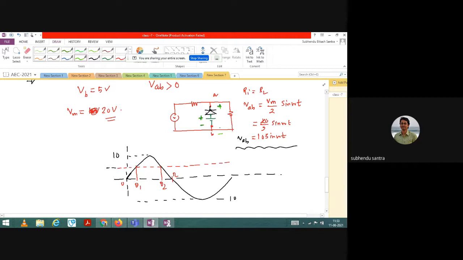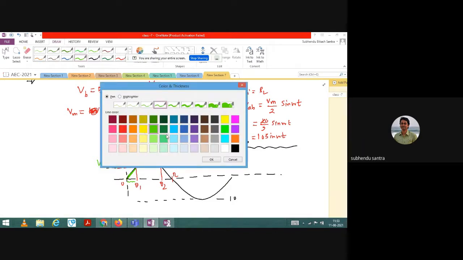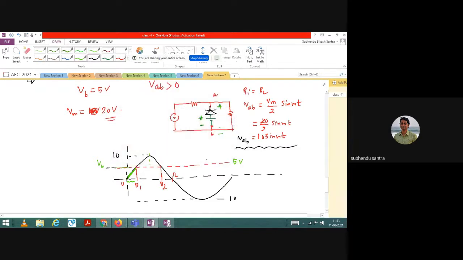See, from 0 to theta 1, this VAB is basically less compared to this VB. This is VB, which is 5 volt. I have taken 5 volt. This is 10 volt. During this region, the input voltage VAB is less than 5 volt. Let us just make a circuit so that it is more understandable. Just replace this one by a battery so that you can understand.